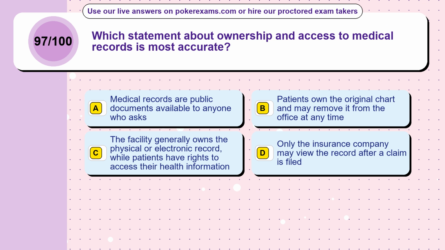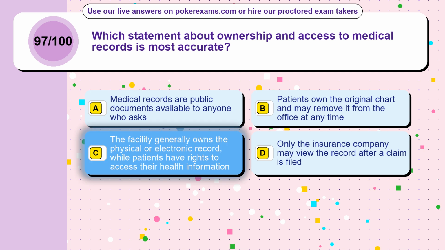Question 97. Which statement about ownership and access to medical records is most accurate? Option A. Medical records are public documents available to anyone who asks. Option B, patients own the original chart and may remove it from the office at any time. Option C, the facility generally owns the physical or electronic record, while patients have rights to access their health information. Option D, only the insurance company may view the record after a claim is filed.